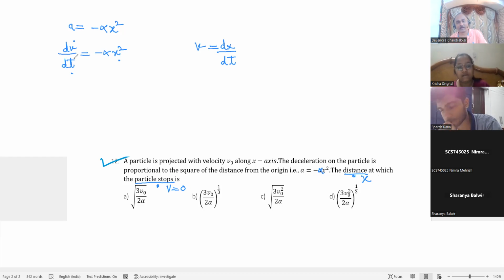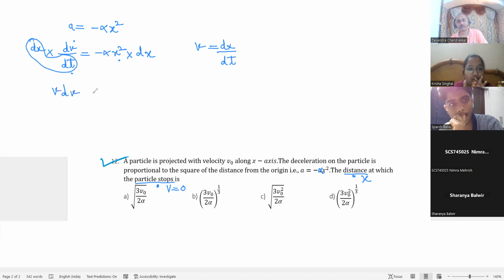So we need to eliminate this t from here. Yes or no? So how do we do it? We know that dx by dt is v. So can I multiply it by dx on either of the sides and get rid of this t? This dx by dt becomes v then, and this is minus alpha x square dx. Now we have v as a function of x. Understood or not?